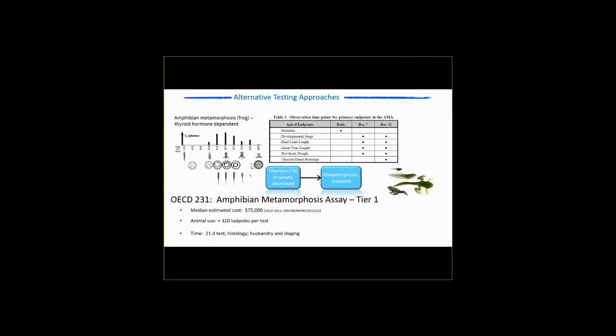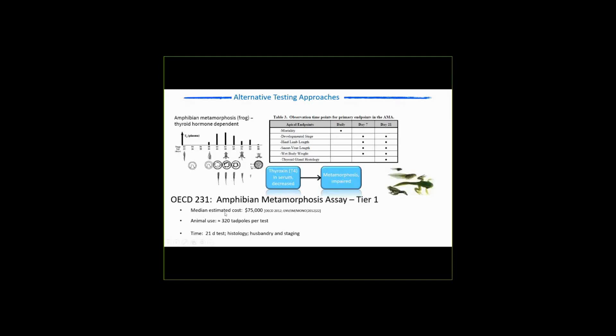So first, in terms of alternative testing approaches, one example that Jason showed earlier was a series of AOPs related to disruption of thyroid hormone signaling. And so that series of AOPs was actually used in the process of trying to develop alternatives to a whole animal test, the amphibian metamorphosis assay. This assay was developed to screen for the ability of chemicals to impair the synthesis or metabolism regulation of thyroid hormone.